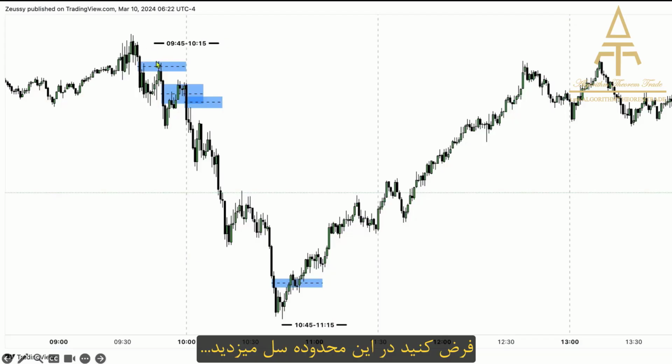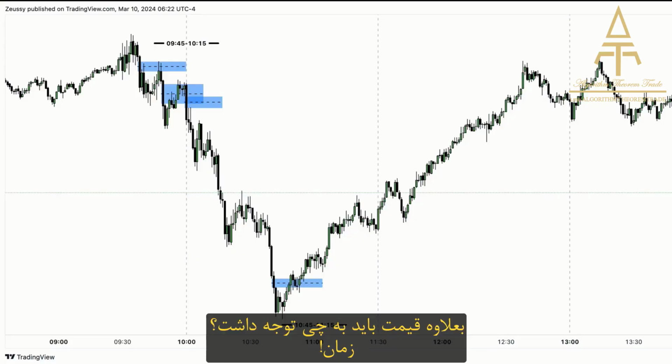Now imagine if you were short above here, anywhere in this area, and you were trying to take a time-based partial. What could you utilize to take that time-based partial? Or what could you utilize to determine when you should take a partial? Besides, of course, price levels. Time.